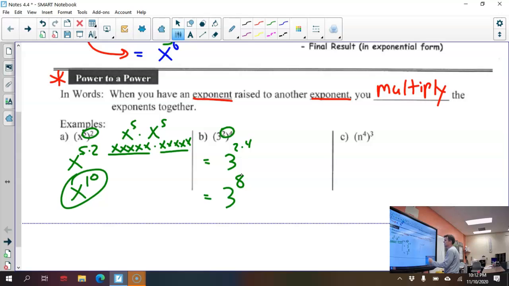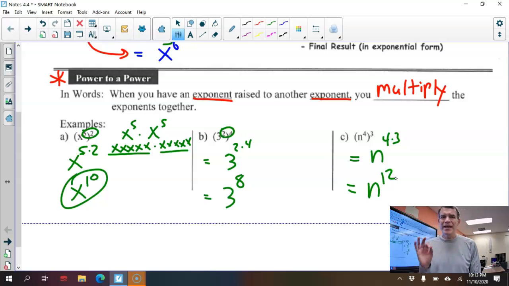And last up, I think you've probably got this figured out by now. This would be n to the 4 times 3, or n to the 12th power. It's really a pretty simple rule, right? When you have an exponent raised to another exponent, you just multiply them together.